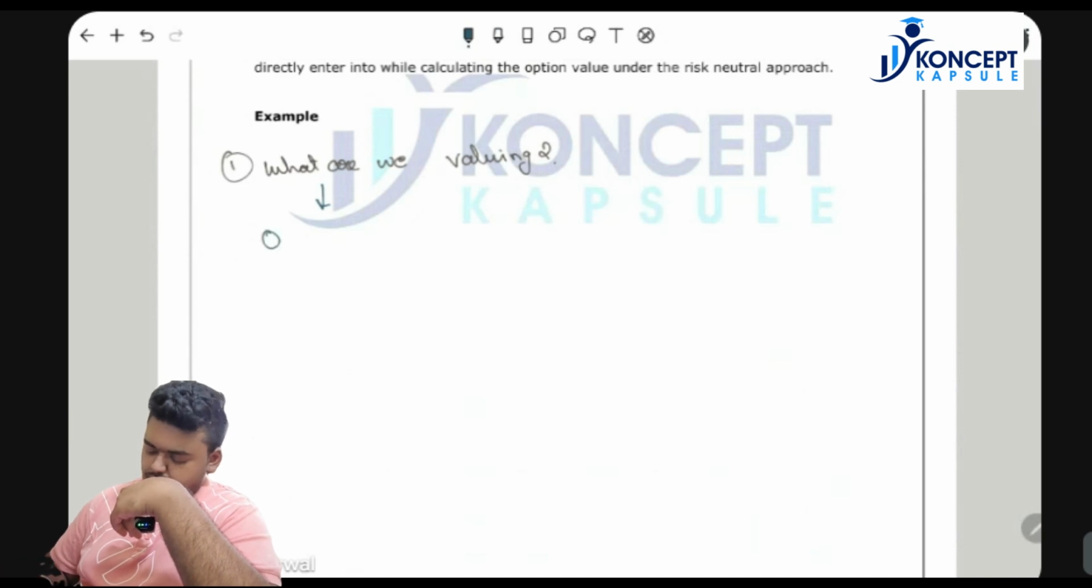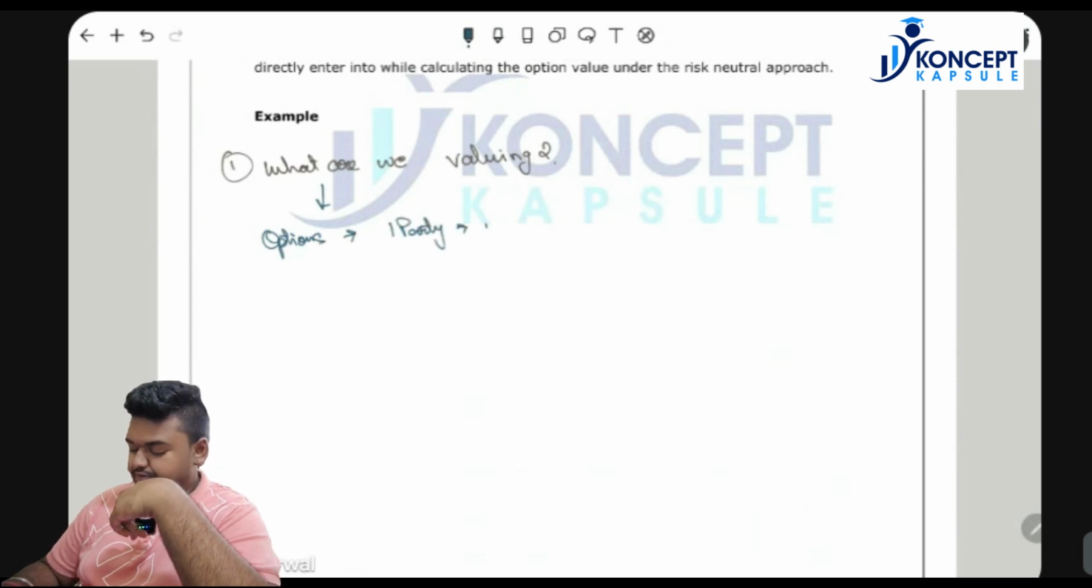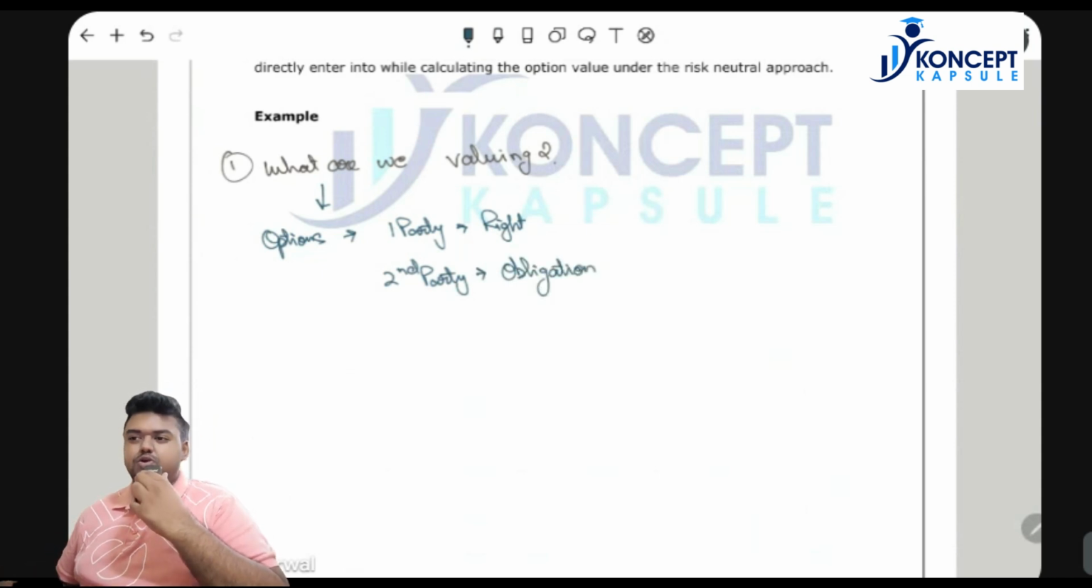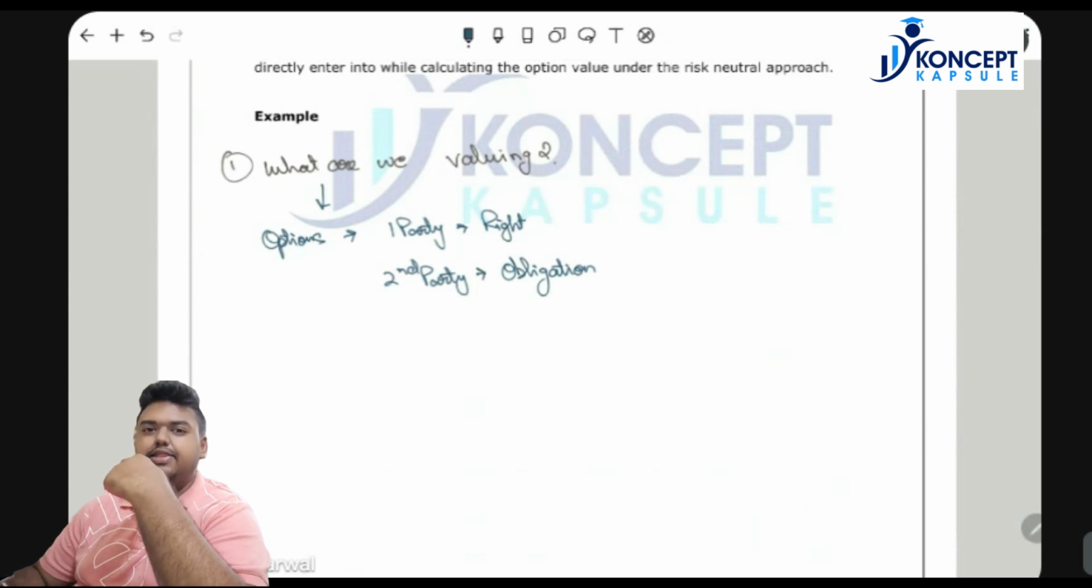In the options, we saw that one party gets the right and the second party gets the obligation. Yes or no, guys? Did we see one party getting the right, other party getting the obligation?